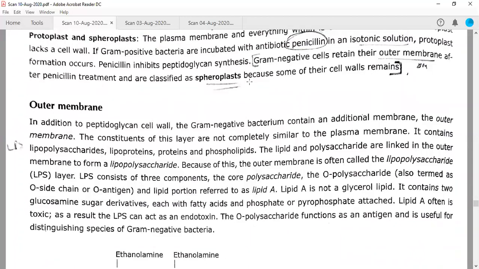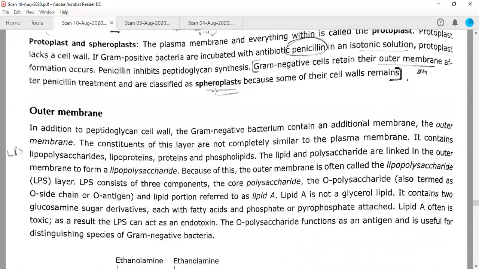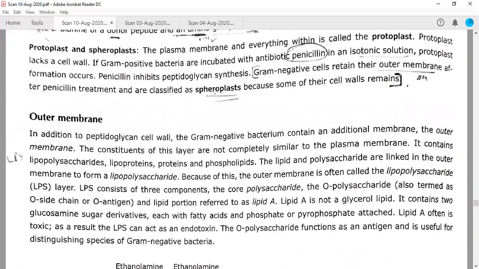There is no doubt we have discussed protoplast and spheroplast in our previous classes. These protoplast and spheroplast can be formed from normal bacteria, either from gram-positive bacteria or from gram-negative bacteria. If you treat those gram-positive and gram-negative bacteria with penicillin antibiotic, you will get protoplast or spheroplast.